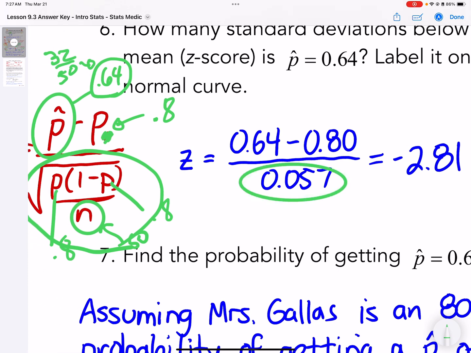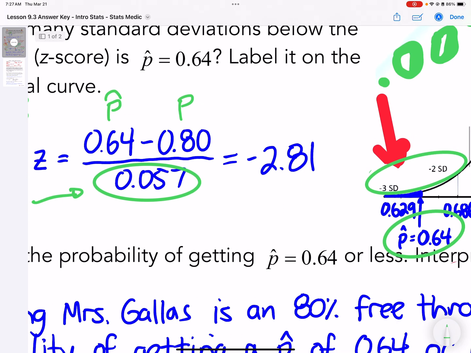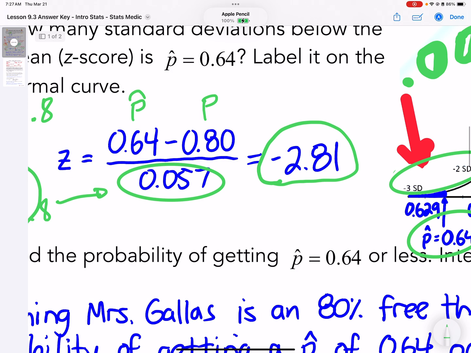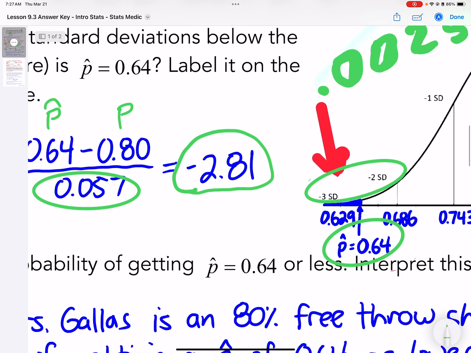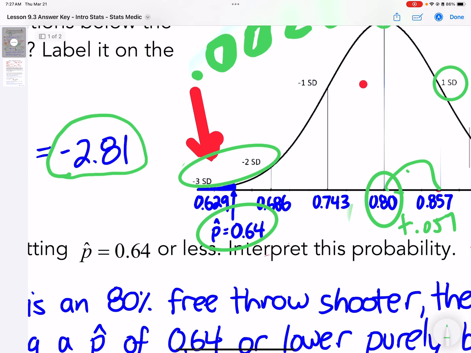So you can see that we got 0.64, which was my p hat, 0.8, which was my p, and I already calculated that from my previous problem, and I got -2.81. As I just said, that's my z-score, which means that's 2.81 standard deviations below the mean, and that's exactly what I got on my graph here.